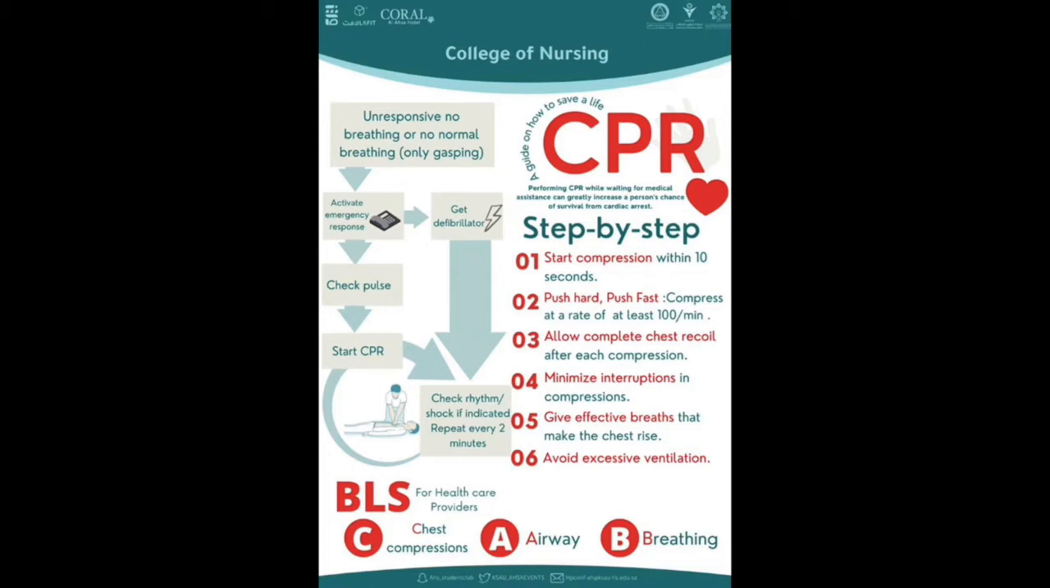Then you will assess the responsiveness by talking and stimulating the adult and asking if he or she is okay. Then you will look at the chest and torso for movement and normal breathing. If the patient is not responsive and not breathing, or the breathing is not normal and the patient is only gasping, first activate the emergency response by calling 911 or asking someone to call.